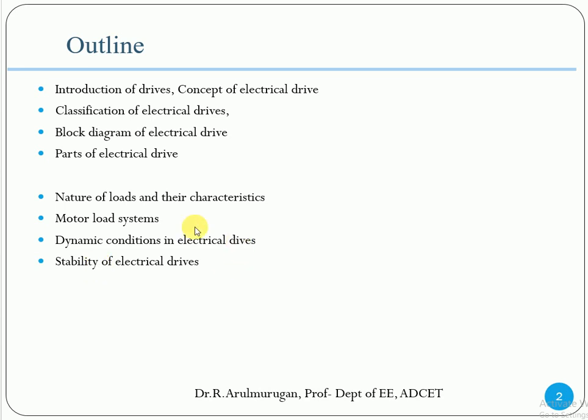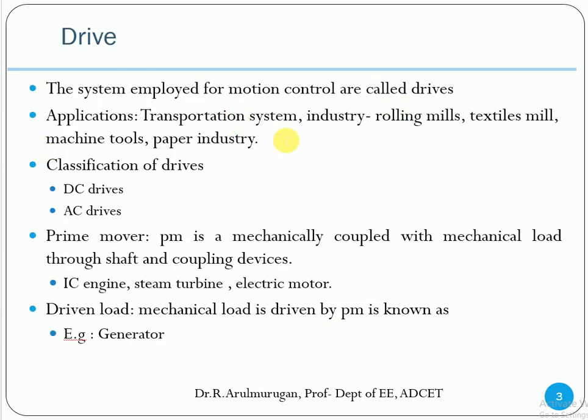So that is about the stability of the drive systems. We're going to go into that in more depth. Motion control is about the drives, and it is applicable to transportation systems, industry, rolling mills, textile mills, machine tools, and the paper industry.